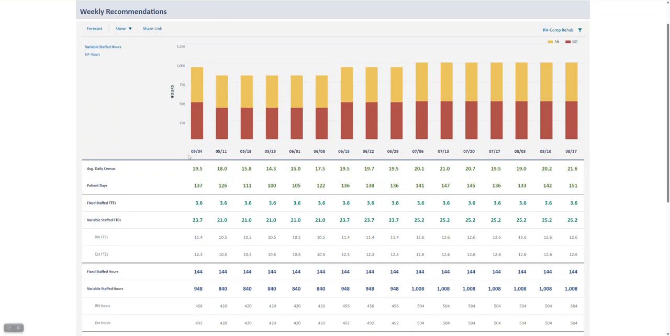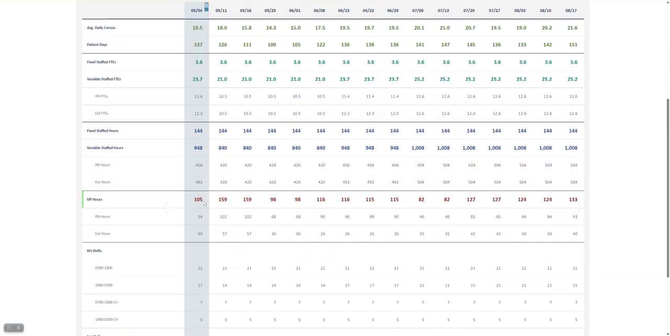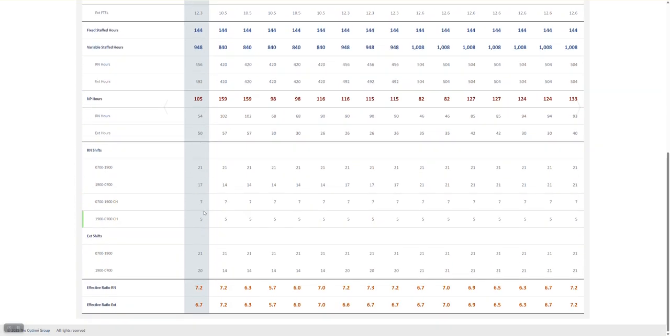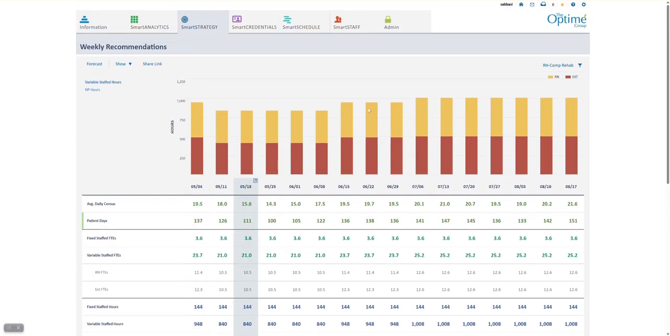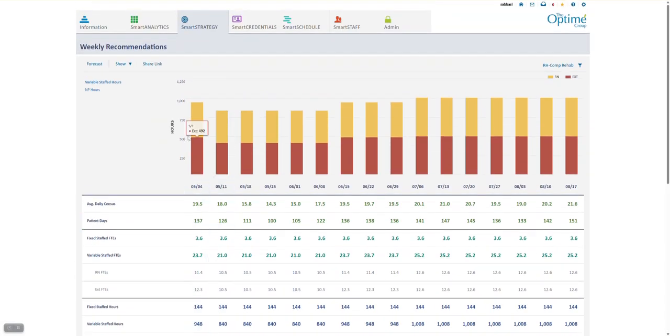It tells you what the daily census is expected to be, what the patient days are, how many FTEs you need to staff, what the non-productive expectation is for those particular weeks, and then what your shift grid looks like. And then from there, your effective ratio for RNs and extenders. This is actually a different unit than the PEDS one. That's why it looks a little bit different from the 4s and the 8s, but that's okay. So you can see where it dips down, where it comes back up.